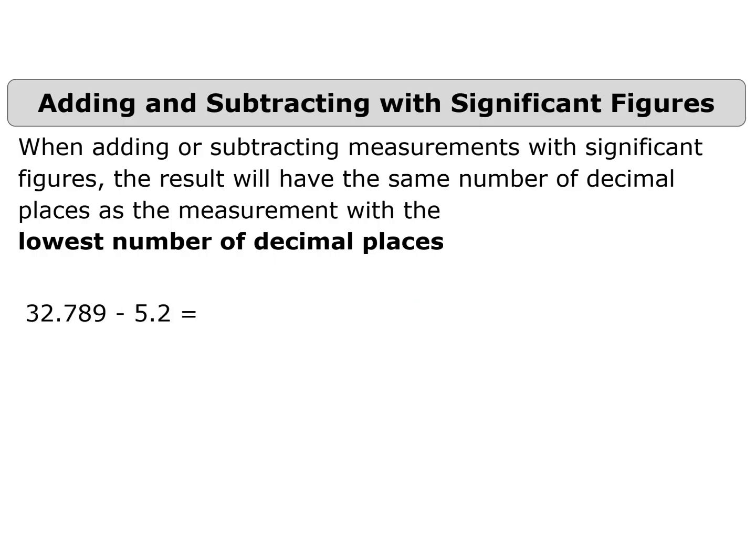So we would write our answer as 19.98. If we subtract these two values, we get 27.589. Here our lowest decimal place is to the tenths place, so we would want our answer to be to the tenths place. Now here, since the digit to the right of the tenths place is 8, we would want to round up. So our answer would be 27.6.